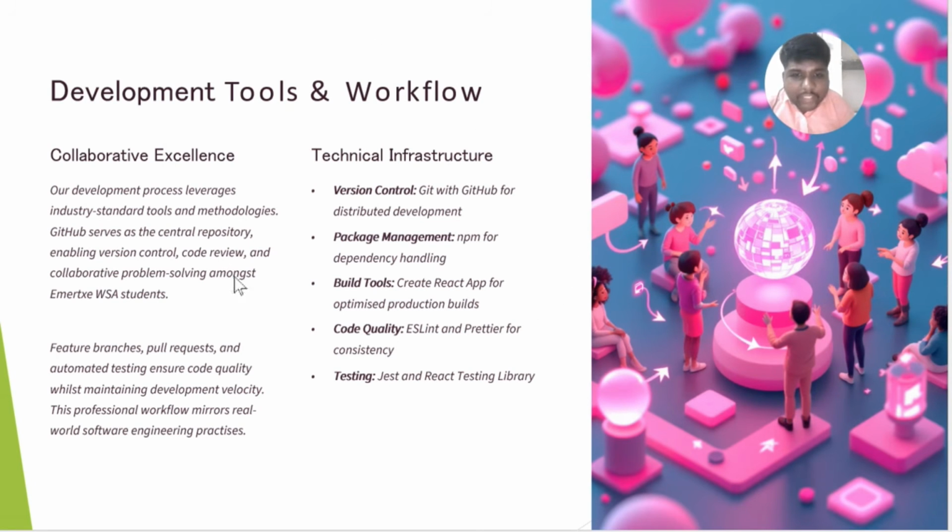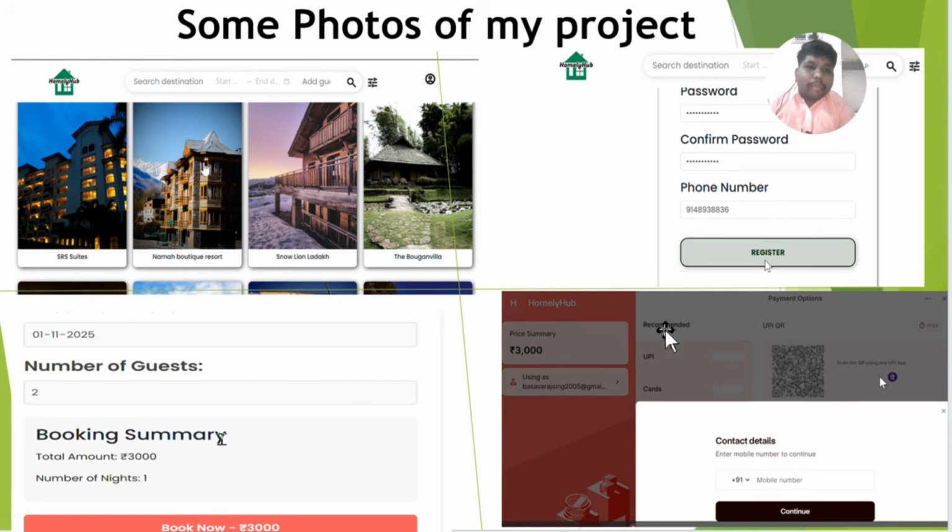These are all the technical infrastructure: version control like Git and GitHub, package management with NPM, dependency and building tool Create React App, optimized production builds, code quality with ESLint and Prettier, testing with Jest and React Testing Library, collaborative experience. And these are some photos of my project.